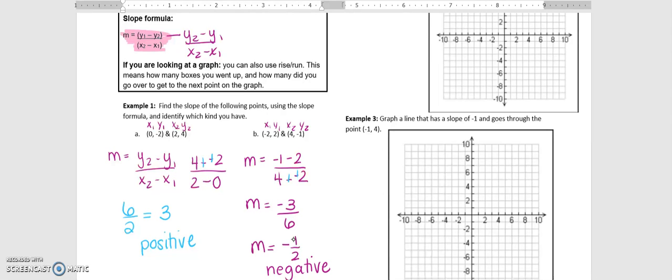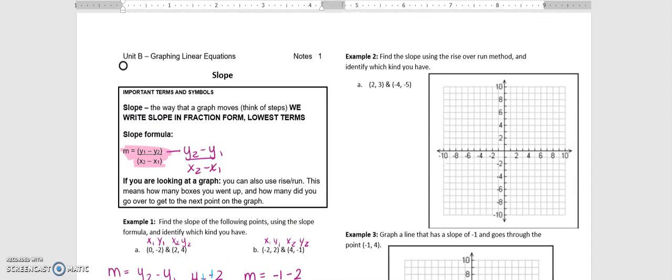So now what does that mean, positive and negative slope? Well, that is the direction of the line, which we're going to see in example number 2. So this is how you find slope using a formula. In example number 2, they're asking us to find it using a graph. So the first thing I'm going to do is plot my points. I want you to write these instructions down.